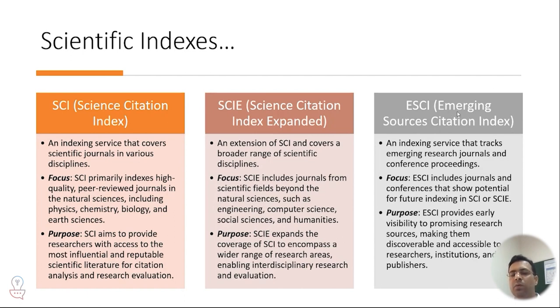ESCI, these are the new or emerging source citation. For example, they are not in SCI or SCIE, but they are publishing good articles. They are new in the publishing field. For example, this journal has been newly introduced by very good publishers, or there is a conference which has been repeating every year, for 10 or 15 years continuously, and is publishing good articles. Those come under this category, ESCI. That means these are relatively new sources, but they are publishing good articles.